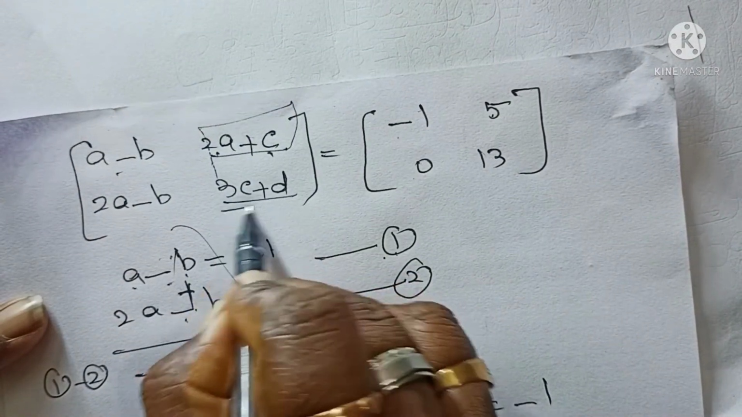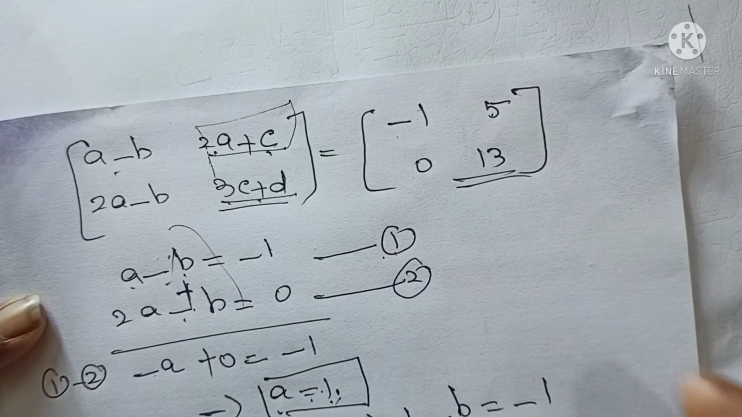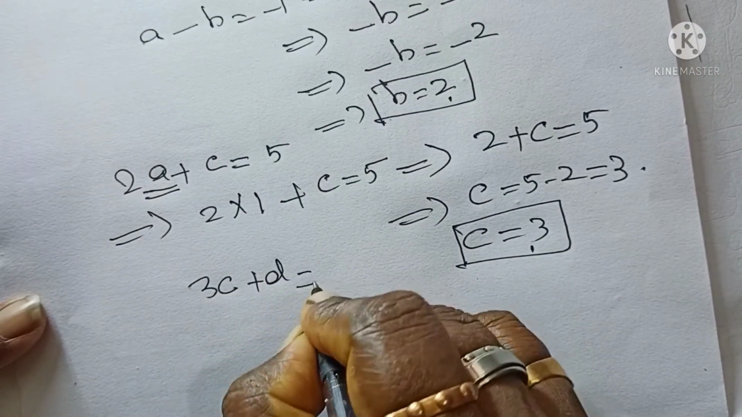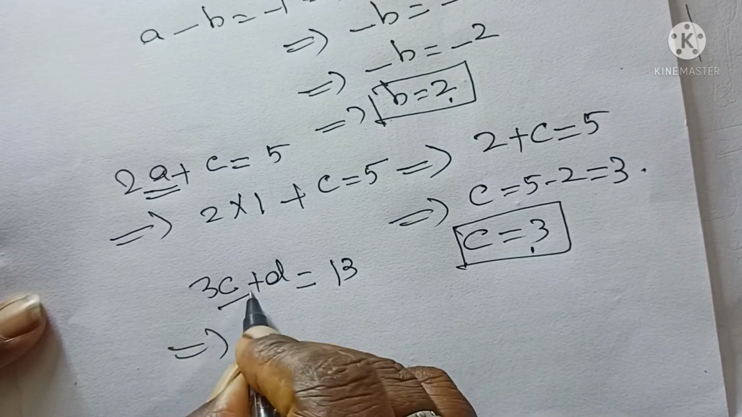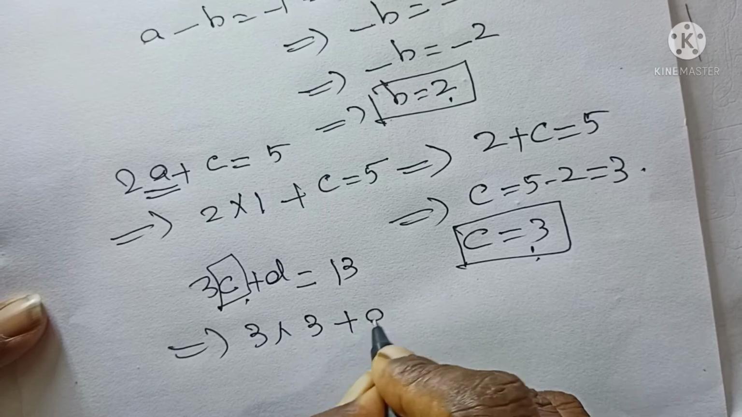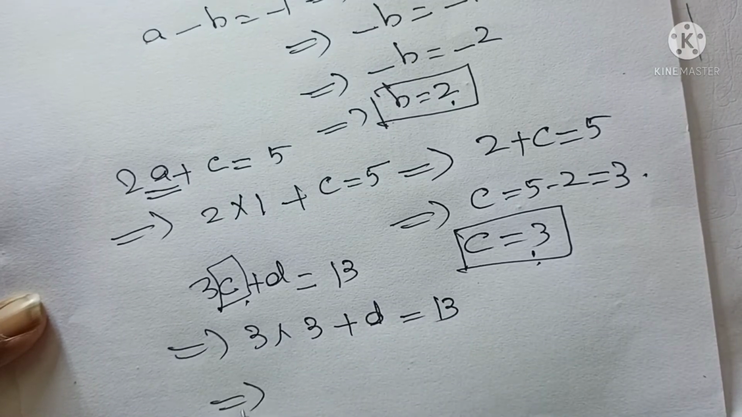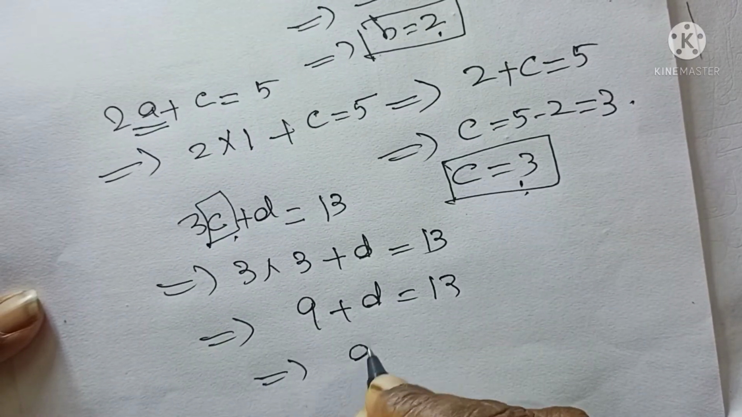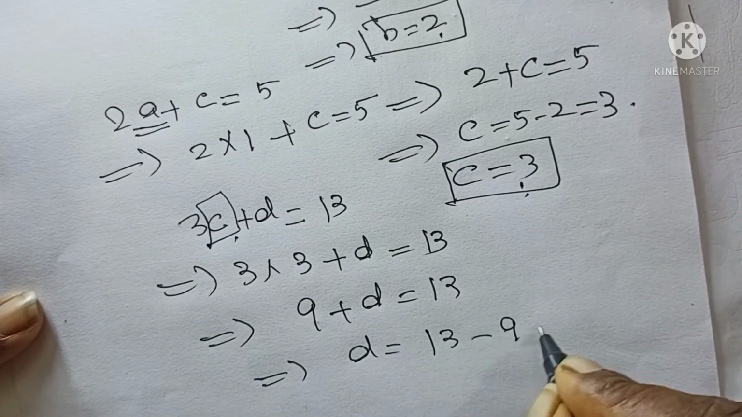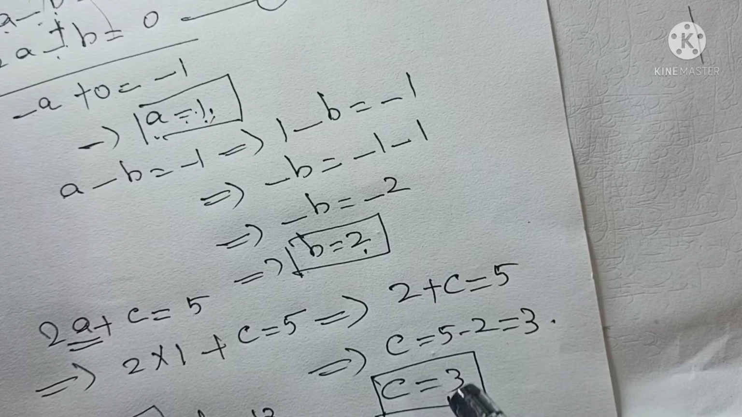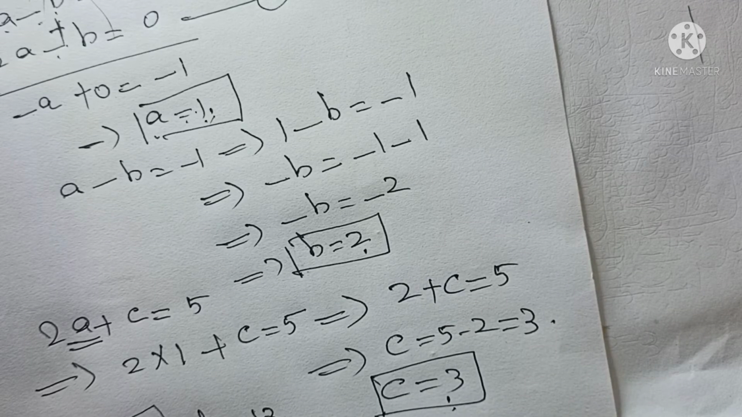Then you have to take this one: 3C plus D is equal to 13. You have to substitute the value of C here. So 3 into 3 plus D is equal to 13. This implies 9 plus D is equal to 13. So what is the value of D? 13 minus 9, which is equal to 4. So A is 1, B is 2, C is 3, D is 4.